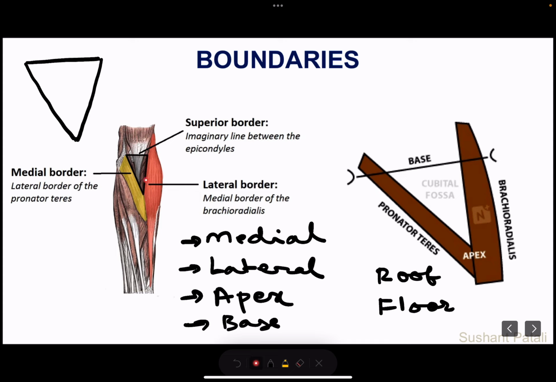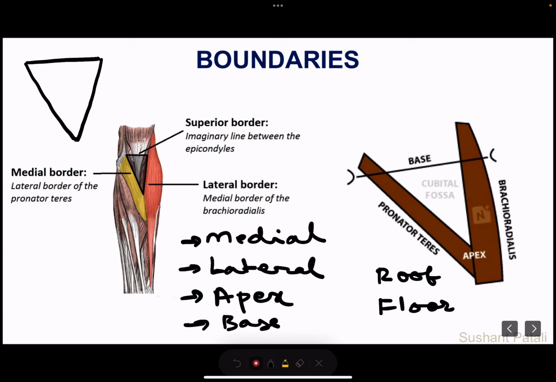The lateral boundary of the cubital fossa is formed by the medial border of the brachioradialis. The base of this triangular cubital fossa is formed by joining the medial and lateral epicondyles by an imaginary line, and the apex is where the two boundaries meet. So the medial boundary is formed by the pronator teres, the lateral boundary by the brachioradialis, the superior border by the imaginary line between the epicondyles, and the apex is directed downwards.